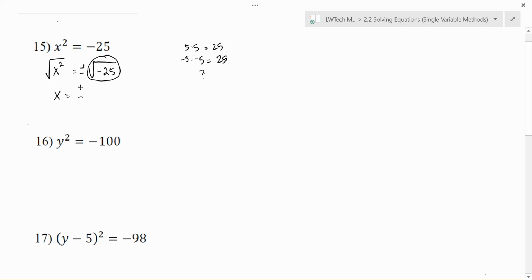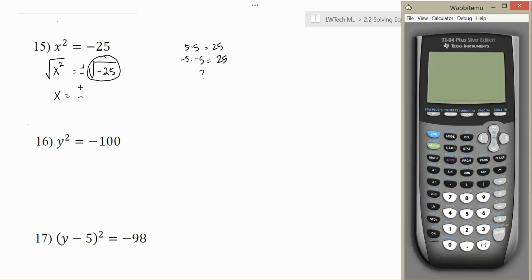In fact, let's pull up our calculator here for just a second and see what happens when you try to ask your calculator to take the square root of negative 25. Here, I do my square root of 25. Oh, just kidding. Let's do negative 25. And when I hit that, notice: error, non-real answer.